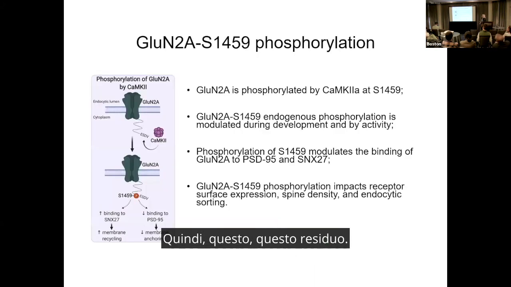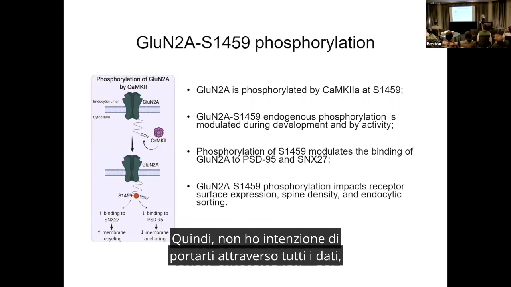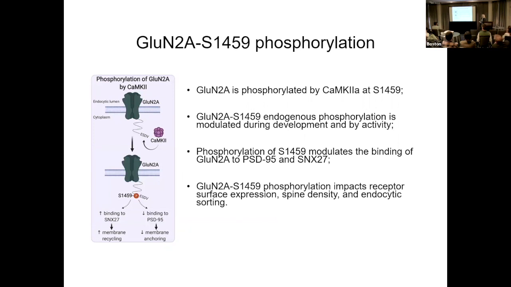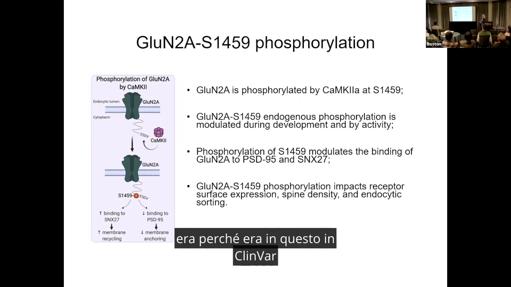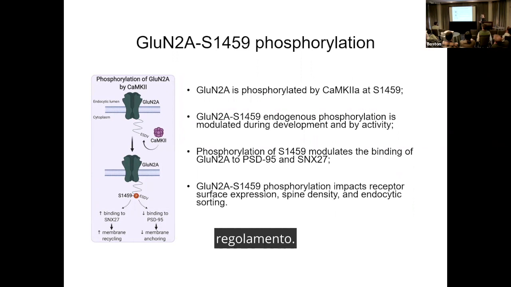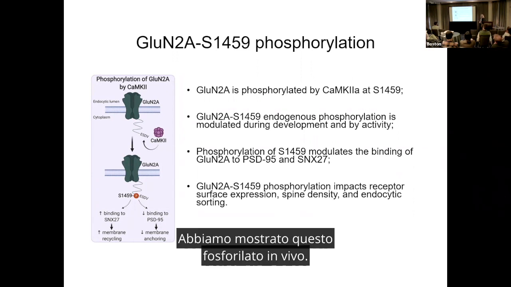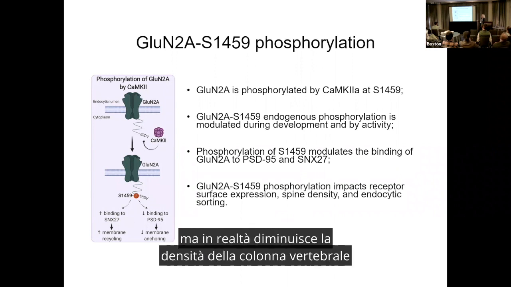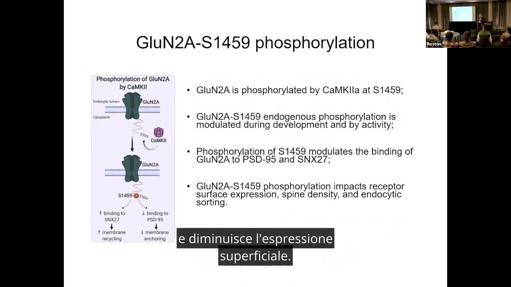So this residue. I'm not going to take you through all the data, but 2A is phosphorylated by CAMK2. The only reason we looked at it was because it was in ClinVar, and we ended up characterizing this regulation. We showed this is phosphorylated in vivo, and that phosphorylation can dictate the binding. And I didn't show the data, but it actually decreases spine density and decreases surface expression.